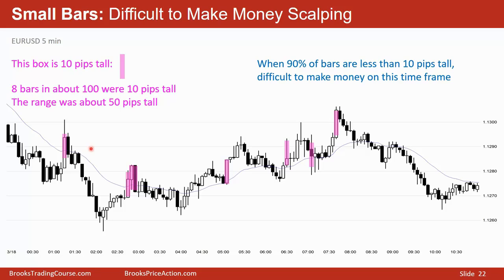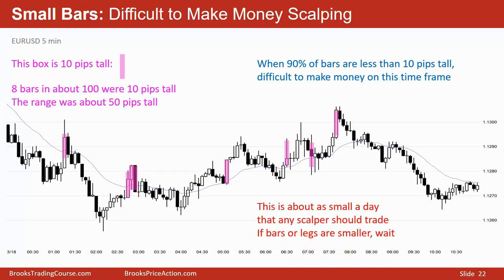Here, we have 8 bars with a range of 10 pips. We have an entire day's range of about 50 pips. If you're looking to scalp in a Forex market, you need a range like this. You need legs that are 20, 30 pips tall, entire range 50 pips or more, and you need to see several bars that are 10 pips tall. So this is pretty much the minimum that you need to be scalping for 10 pips. You need a range of about 50 pips, and you need a lot of the bars being 10 pips tall.